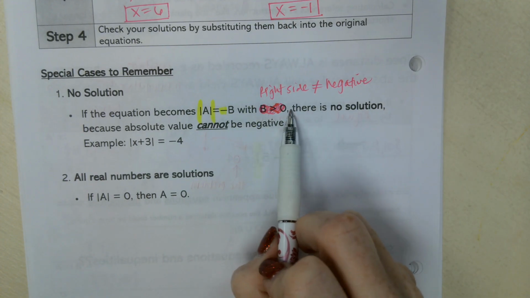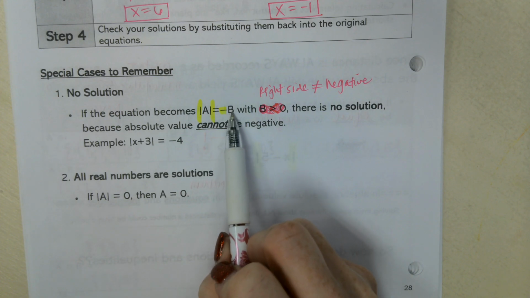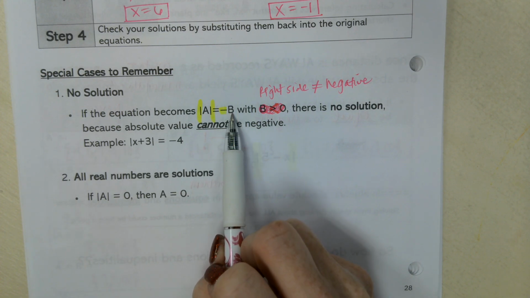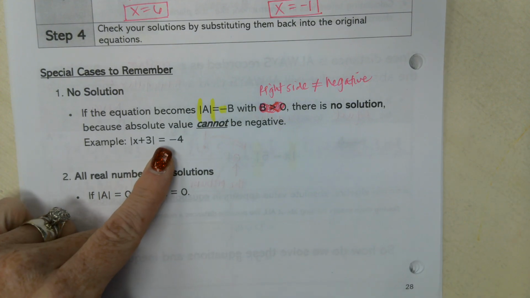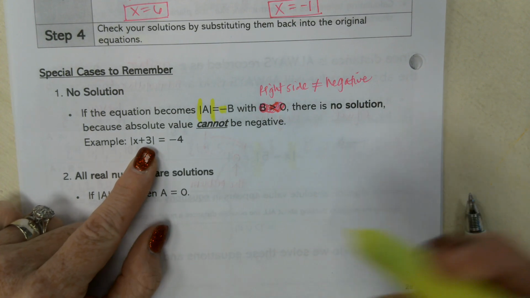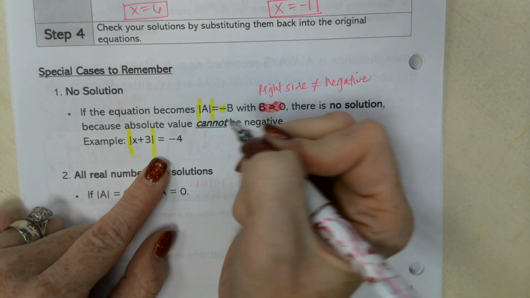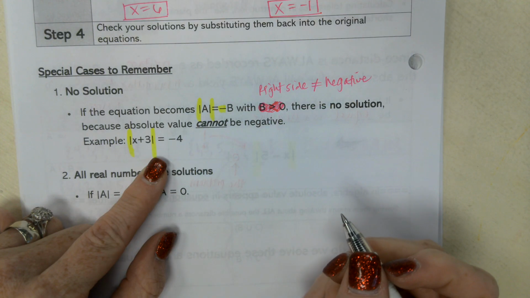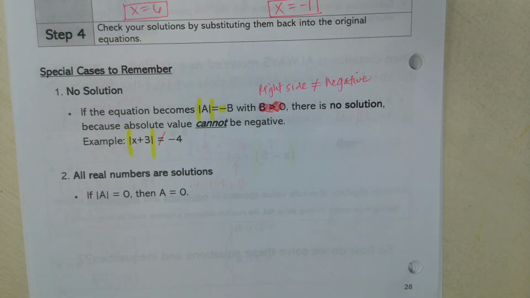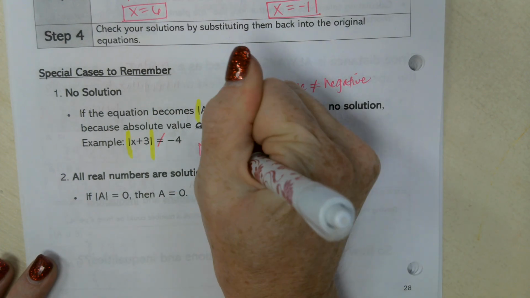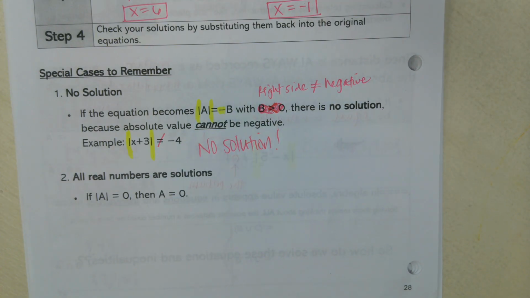They're saying B is greater than 0 here because if you plug in a positive number for B, it becomes the negative of that number. Okay? So, right here, the absolute value of x plus 3, can that be equal to -4? Yes. Woohoo! The absolute value, can it be equal to a negative number? No. So I'm going to put a slash through that. And I'm going to state no solution. Y'all make sure you're on the lookout for that, okay?